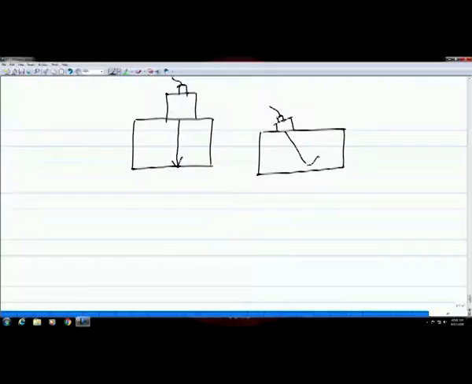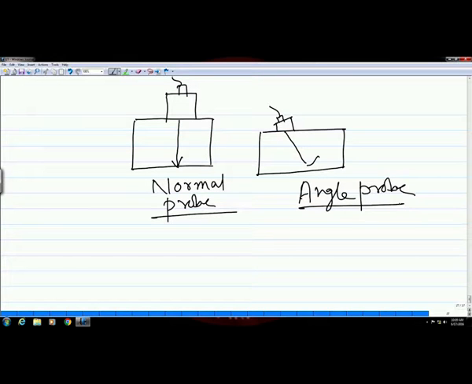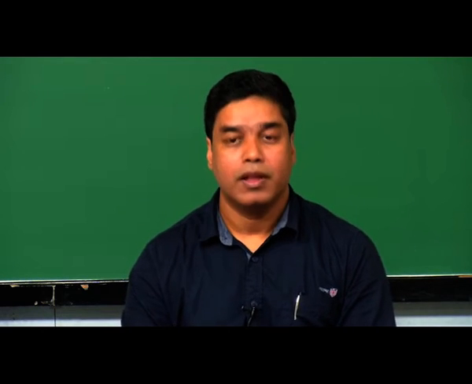Okay. So, this is the scenario which is known as a normal probe, because the ultrasonic waves are going vertically down, perpendicular, and this is an angle probe. Okay. Right. So, depending on what kind of part you have, and what kind of defect orientations you are expecting, based upon that you could either select a normal probe or an angle probe.